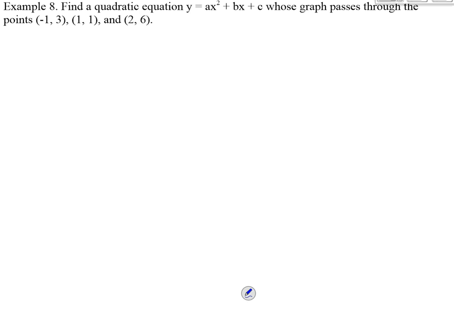So y equals ax squared plus bx plus c is the quadratic equation that we're starting with. And we want to find a quadratic equation whose graph passes through the points -1, 3, 1, 1, and 2, 6. Do you agree that those three ordered pairs are XY ordered pairs, correct? Okay, so we have to figure out what A, B, and C are. So can we get 3 equations and 3 unknowns? Okay. So I'll give you a minute to write the problem.